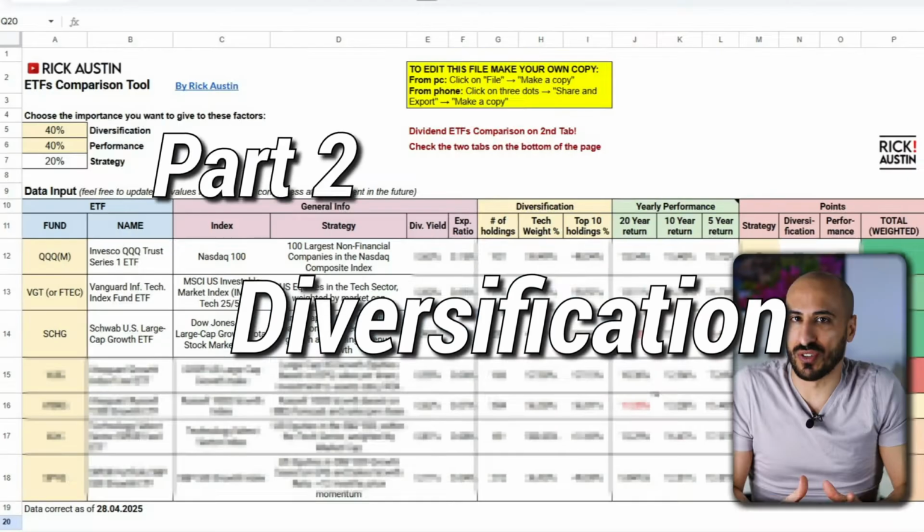QQQM and SCHG, or better said, their underlying indexes, use a more sophisticated strategy to select the companies, so I'm going to give them 5 points. VGT has still a quite solid strategy, so it gets 4 points. Alright, let's take a look at diversification now.